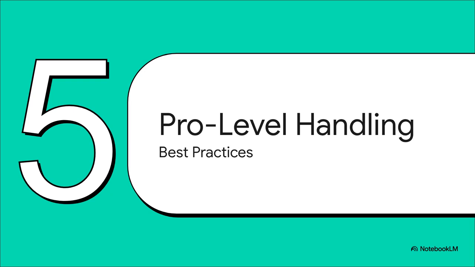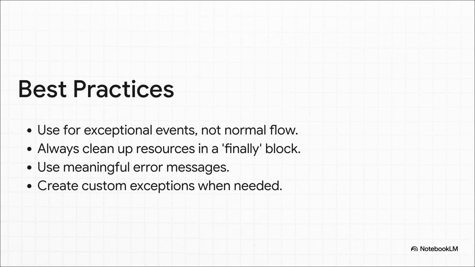Okay, so we've got the tools, we get the theory. What does this look like in the real world? How do you go from just knowing about this stuff to actually handling errors like a pro? Well, there are a few key rules of thumb. First, you don't use exceptions for just anything. They're for truly exceptional events. Second, you always use that finally block to clean up resources like files or network connections. Third, you write error messages that actually help the user understand what's wrong. And finally, if you have a really unique problem, you can even create your very own custom exception types.